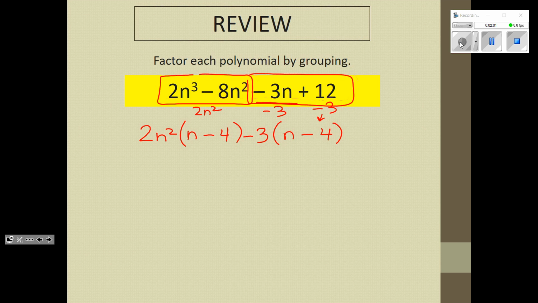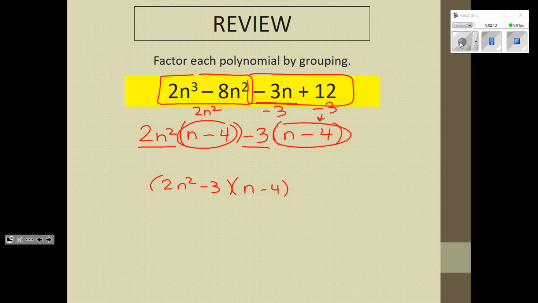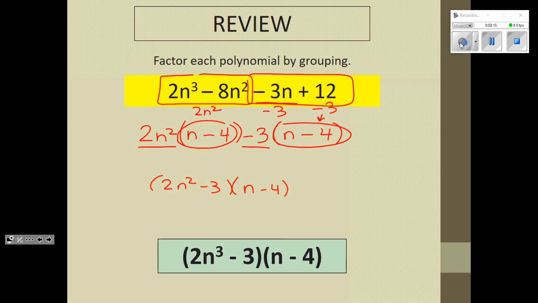Now we see that we have the n minus 4 and the n minus 4. We want those to be identical. And then to write our second one, we take what's outside. So you have 2n squared minus 3. So our final answer is 2n squared minus 3 times n minus 4.